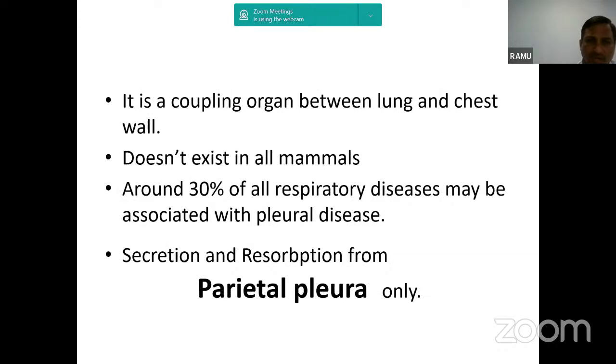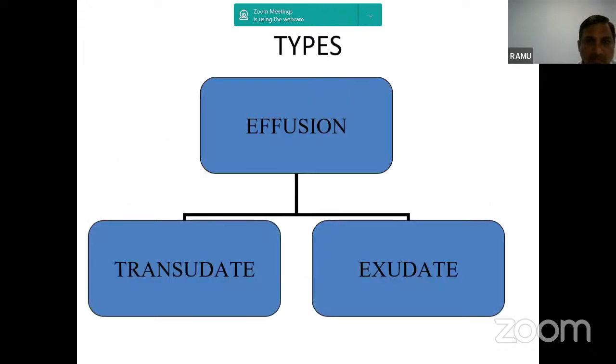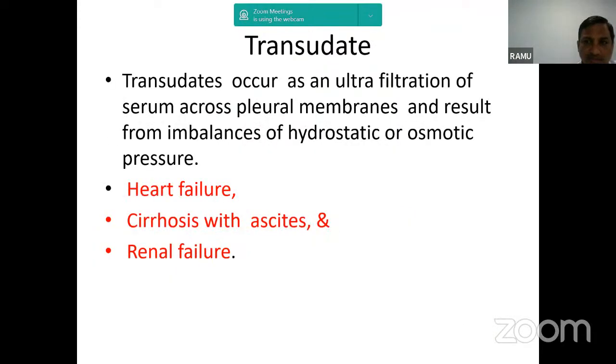Coming to the anatomy, it is a coupled organ between the lung and the chest wall. It does not exist in all mammals; commonly, we see it in sheep. Around 30% of all respiratory disease may be associated with pleural effusion. There are two layers, parietal pleura and visceral pleura, but secretion and reabsorption occur mostly from the parietal pleura, and less from the visceral pleura. Types of effusion are of two types, transudate and exudate.